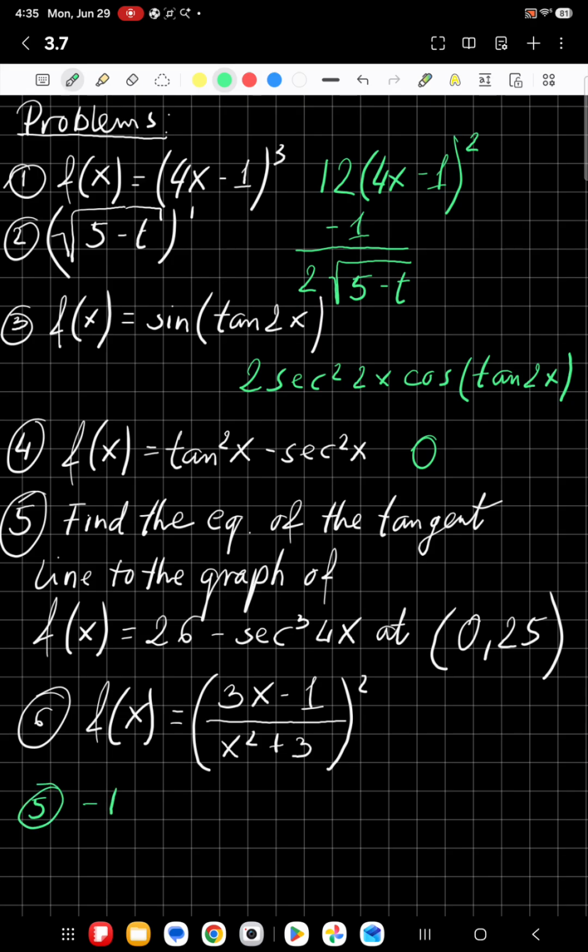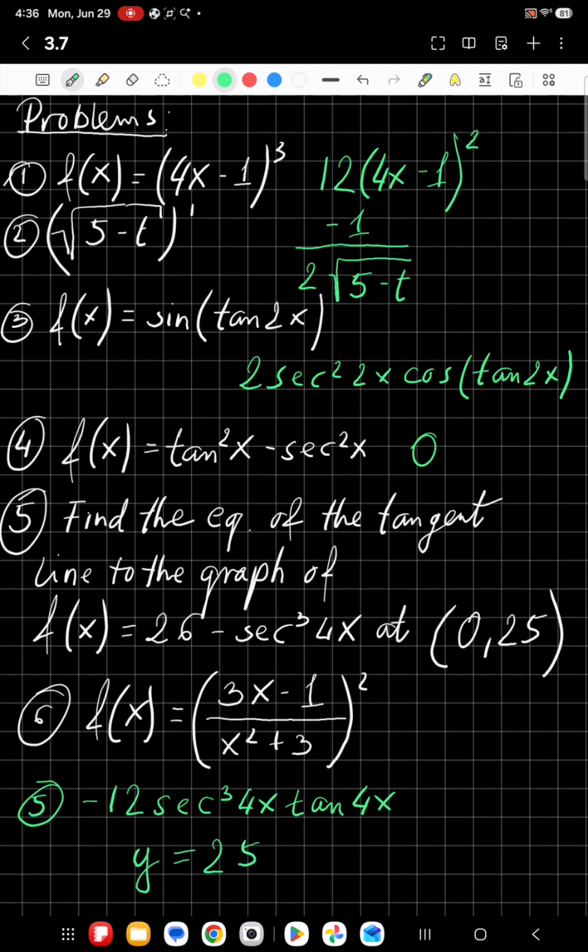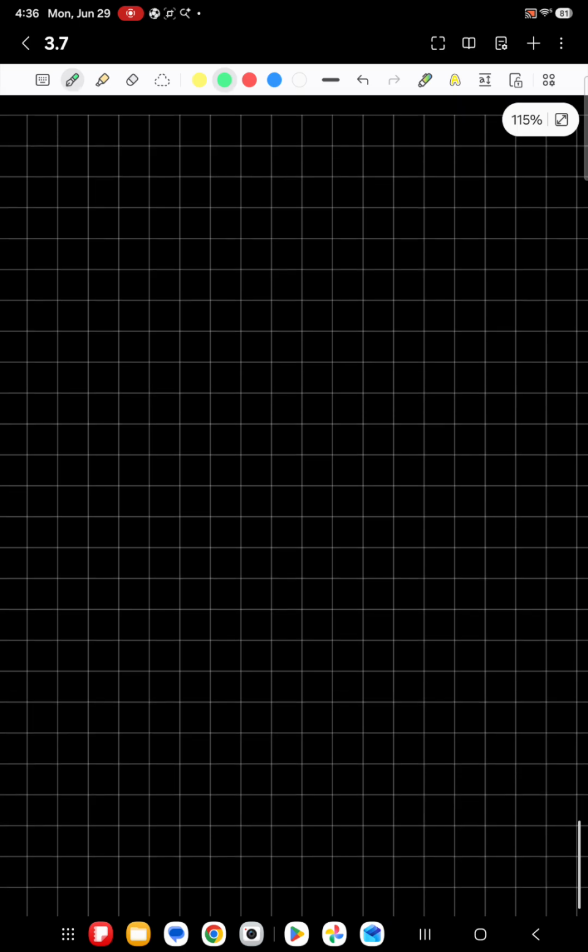So that derivative will be negative 12 secant 4x, secant to the third 4x, and then the equation of the line is 25. Right, so don't forget, you need to show work, you need to actually do the problems. And the solution for number 6 goes like this.